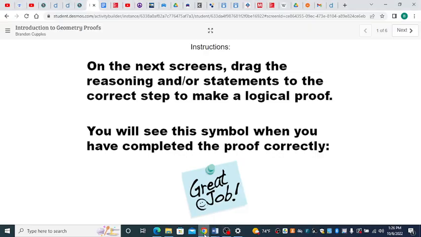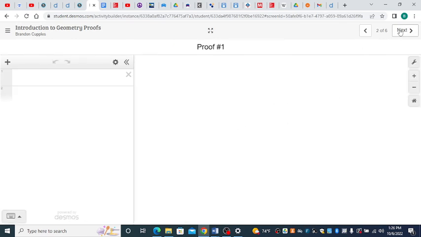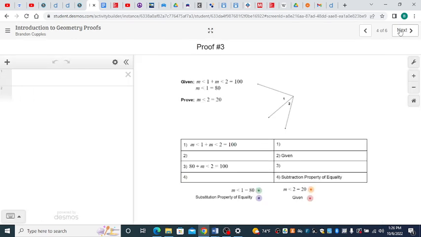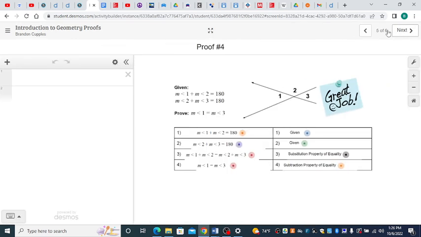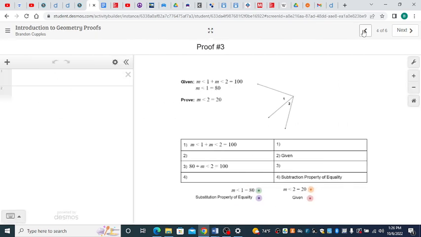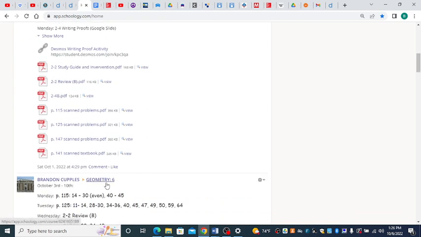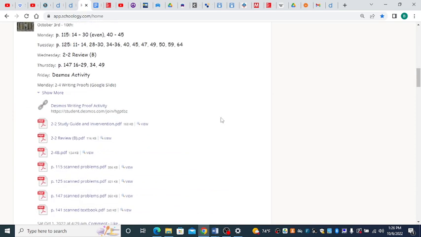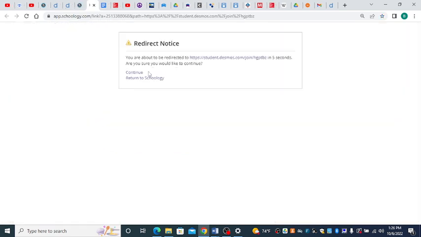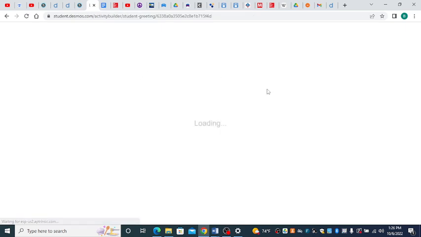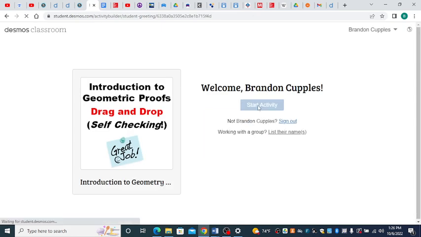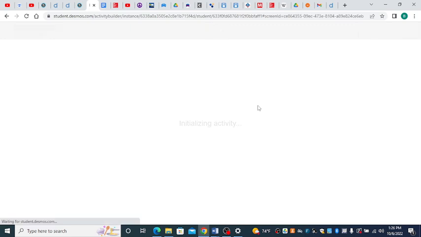Let's take a look at those last two problems from, let's see here. Oh, hold on. Let's try something different. I don't know if this will work. Try again. There we go. Start the activity.